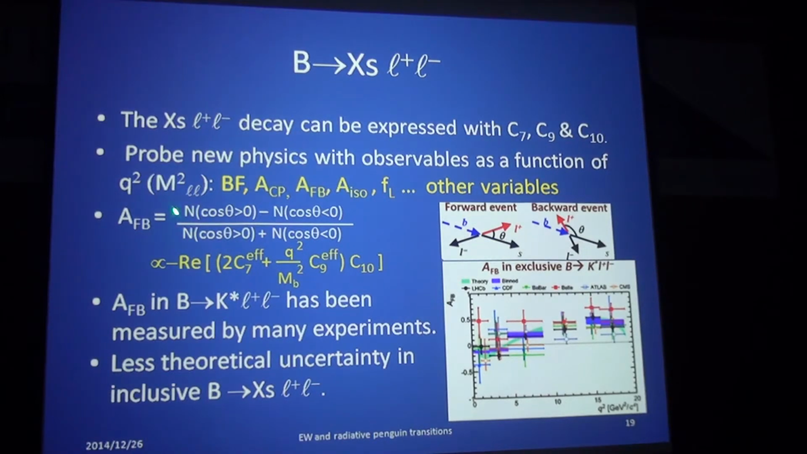One of them is called the forward-backward asymmetry. I'll talk about our new Belle results on this forward-backward asymmetry measurement. The forward-backward asymmetry is defined as the angle between the l+ direction and the B quark moving direction, or the l- direction and the B bar quark moving direction. That's how we define the angle.